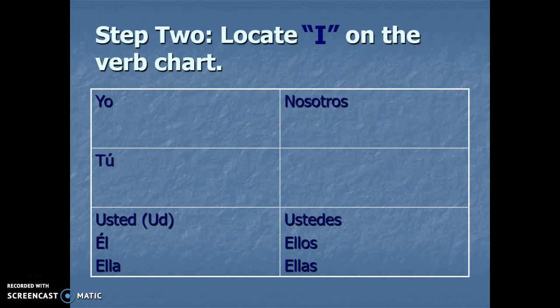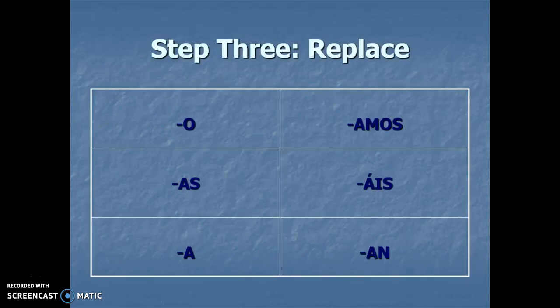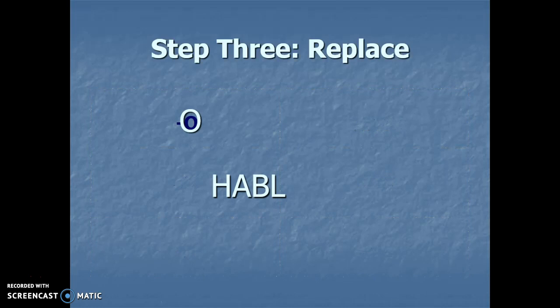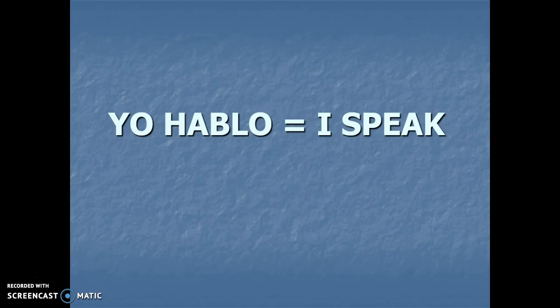Step 2, locate I on the verb chart, because again, I want us to say I speak. Translate I speak. So which one of these is I? You guessed it! Yo! Step 3, replace. Okay? So we know that the O, right, is the yo form. So we already took off the AR and we're going to replace it with the O. So our answer is yo hablo, which means I speak.